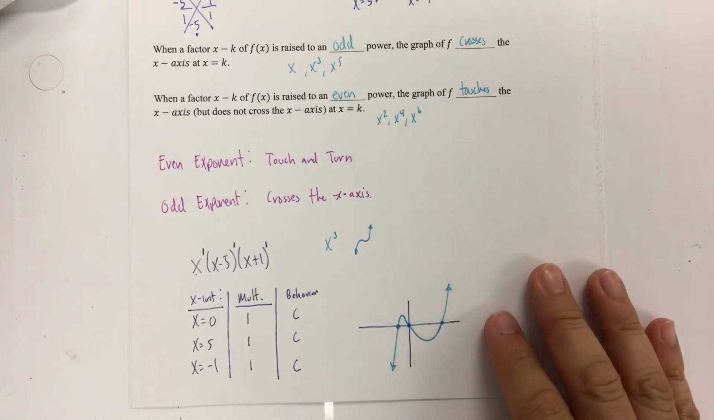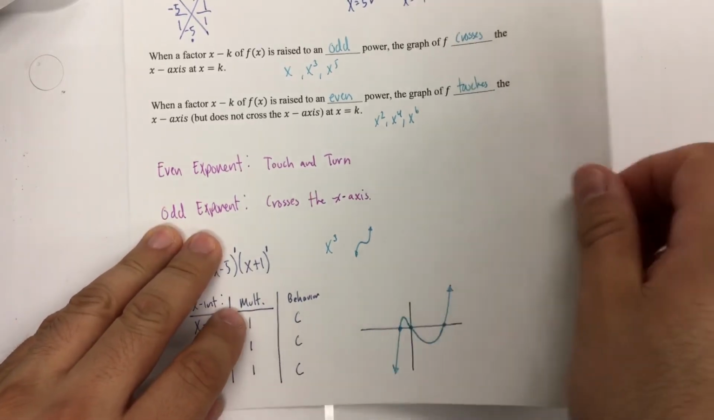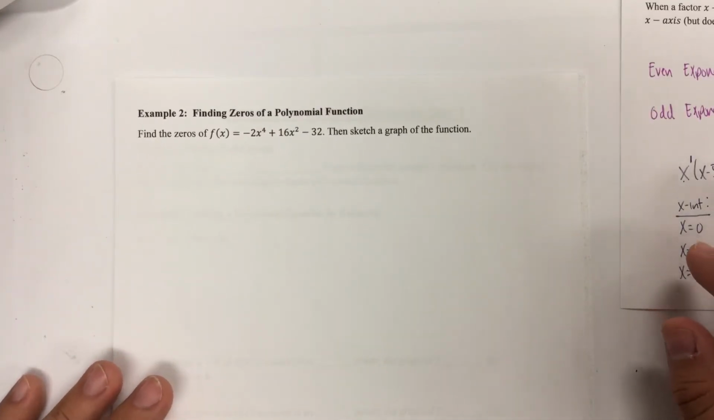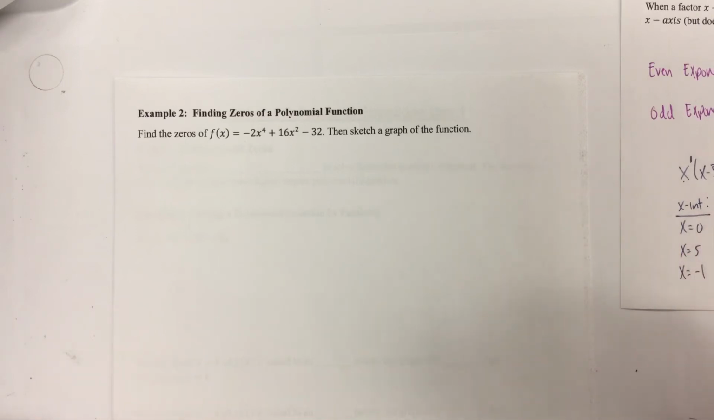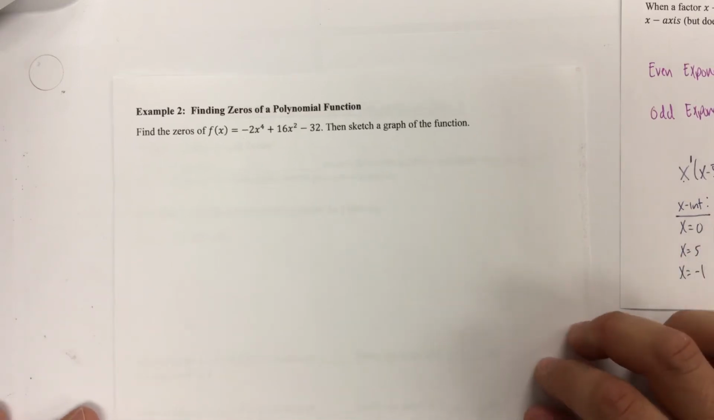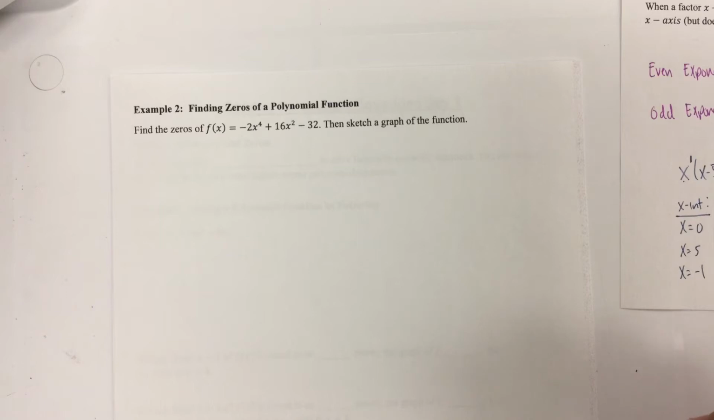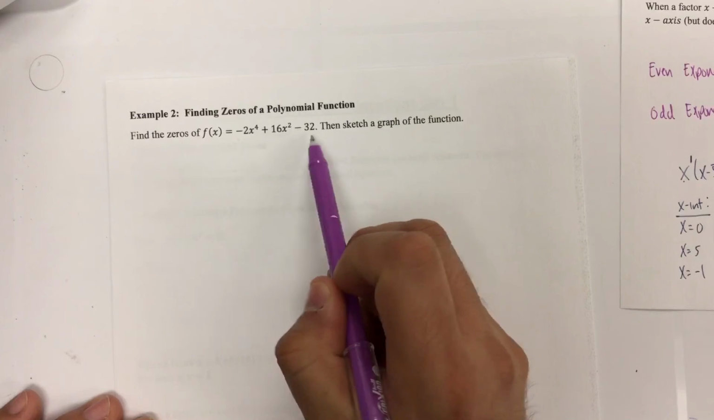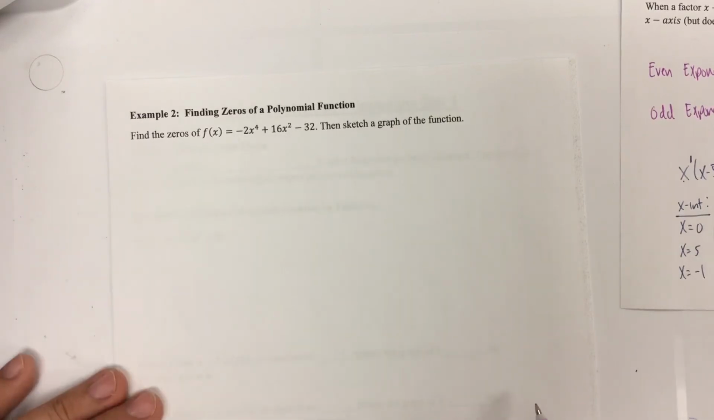All right, so let's take a look at an example of this, but you might want to keep these by you. It says to find the zeros of f of x equals -2x to the fourth plus 16x squared minus 32, then sketch a graph of the function. For this one, let's go ahead and factor this. The first thing I'm going to look for is, is it in standard form? Yeah, we have 4, 2, and a constant. Next thing, I'm going to look for a greatest common factor.